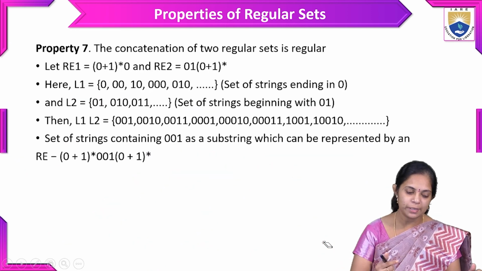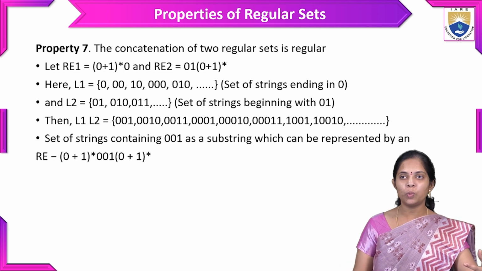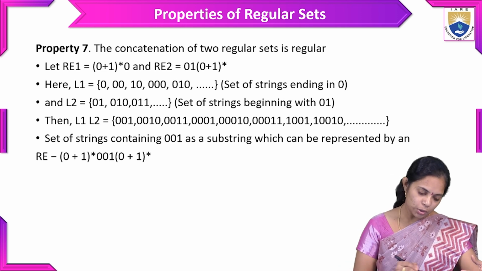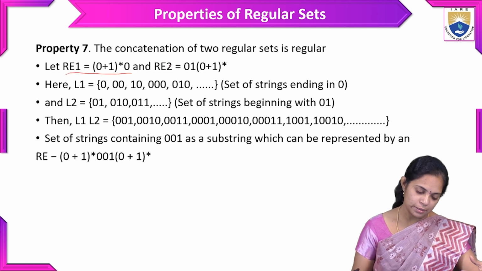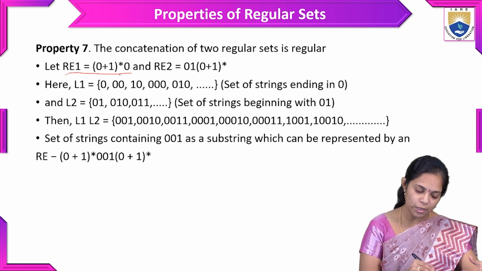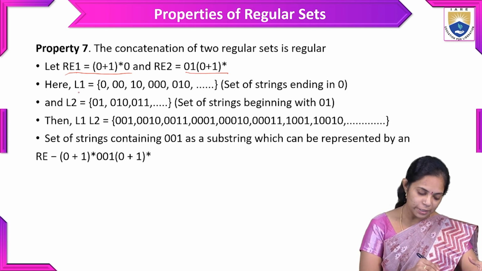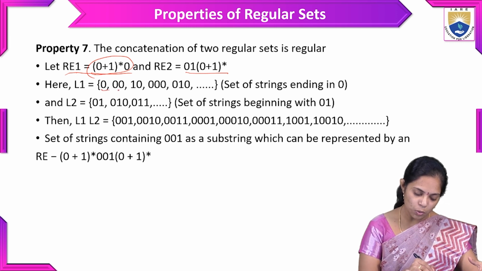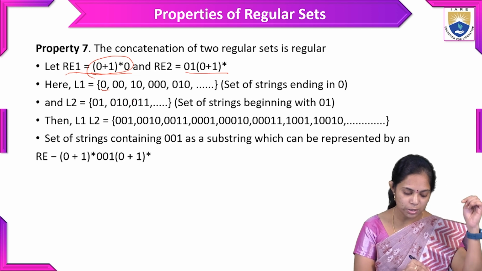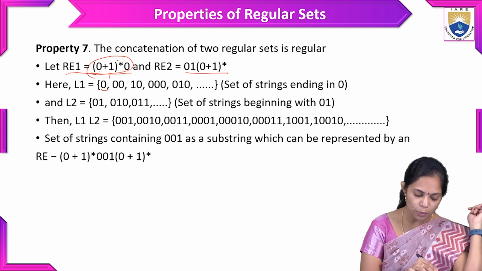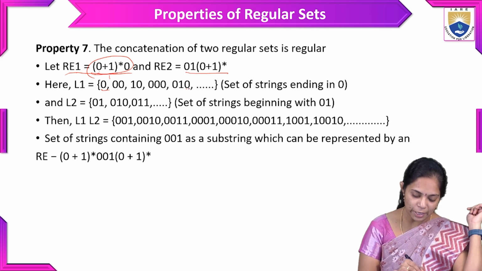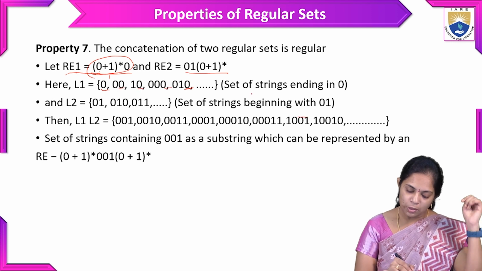And one more property is the seventh property: the concatenation of two regular sets is regular. So what are the two regular sets we have taken for this property? Regular expression 1 is (0+1)*0, and regular expression 2 is (01)*(0+1). And what are the languages for these regular expressions? The string starts with either 0 or 1, including the epsilon symbol, and the ending must be 0. So this is the set.